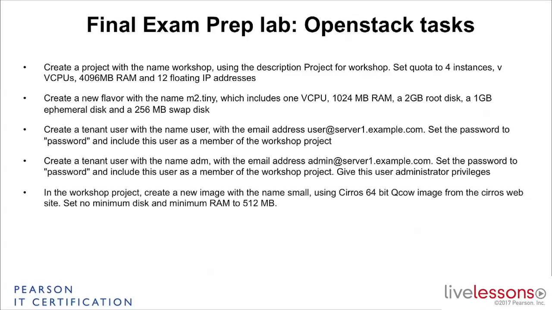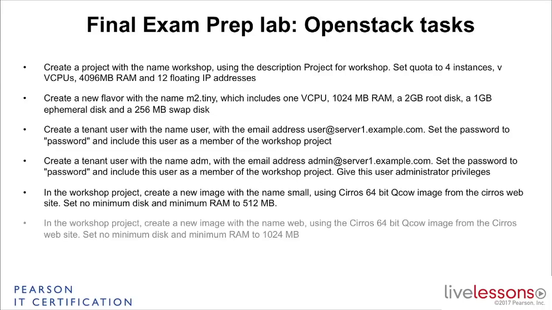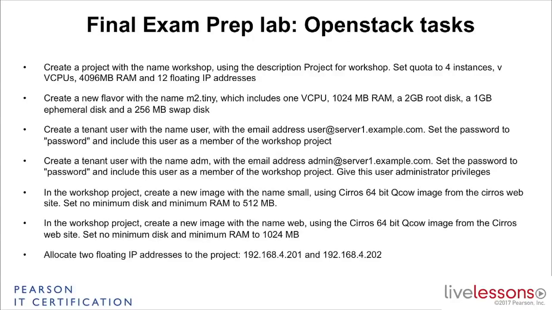In the workshop project, create a new image with the name small using Cirros's 64-bit QCOW image from the Cirros website. Set no minimum disk and minimum RAM to 512 MB. Also in the workshop project, create a new image with the name web using the Cirros 64-bit QCOW image from the Cirros website. And here also set no minimum disk but a minimum RAM of 1 GB. And allow 2 floating IP addresses to this project, 192.168.4.201 and 202. There are some more tasks.